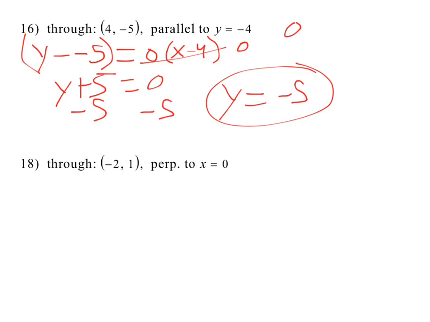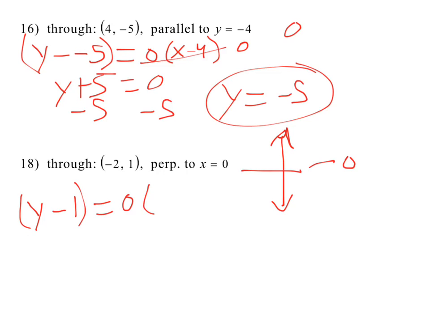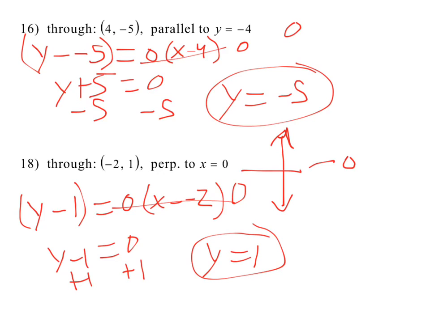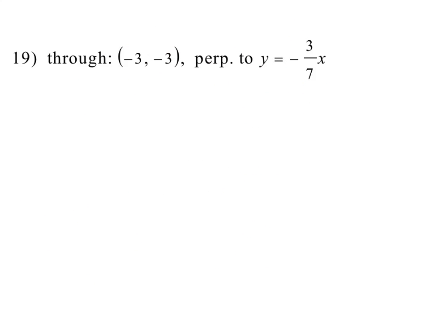On 18, I need to get a line that's perpendicular to this one. We have x equals a number. Remember, it's a vertical line, which has no slope, but the line that would be perpendicular to it would have a 0 slope. And so, using my formula here, y minus the y value, right there, 1, equals 0 times x minus the x value, right there. That's just 0. So now we got y minus 1 equals 0. I'm going to add 1 to both sides to get y equals 1 to be the line I need. And it's going to bring us to 19.